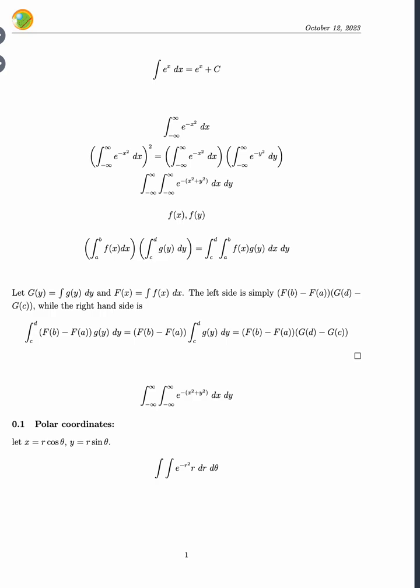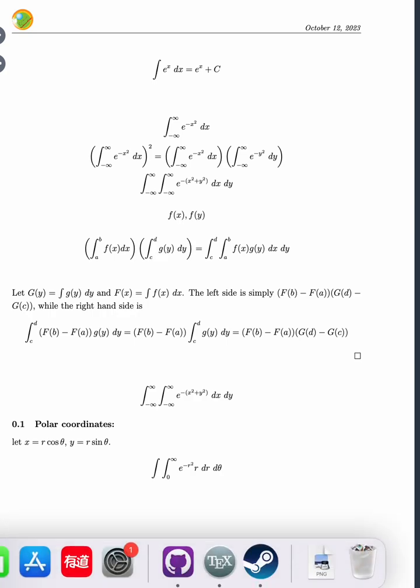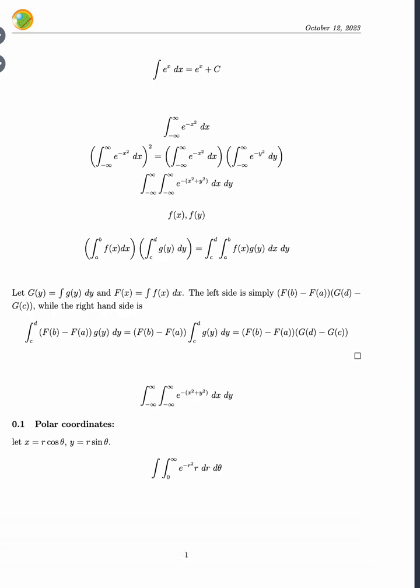Now what is the bound of integration for e to the negative r squared? Well, r can just be as long as it wants, right? So from 0 to infinity. Now what about the outside bound? Well, theta goes from 0 to 2 pi. So simply from 0 to 2 pi, right? Since we're going around a circle.